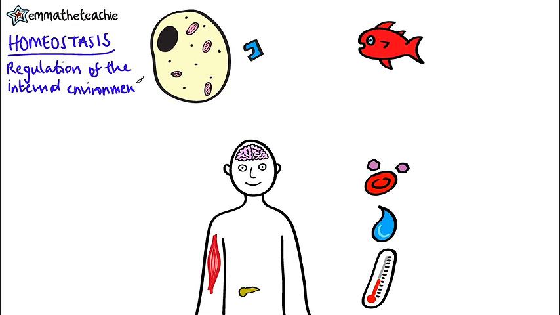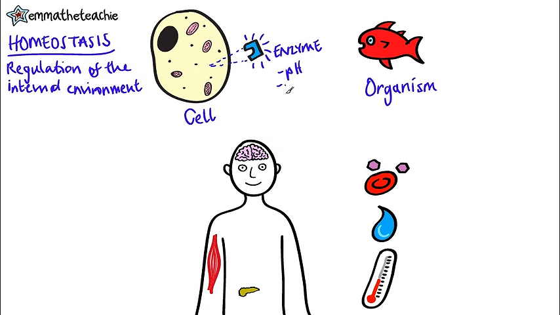This is both inside cells and inside whole organisms, like this little fishy. So it's important to keep these conditions constant so that enzymes work effectively. These are inside cells and they're easily affected by changes in pH and temperature. So we need to keep the conditions optimal, which just means at their best.